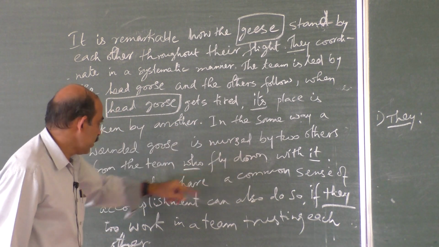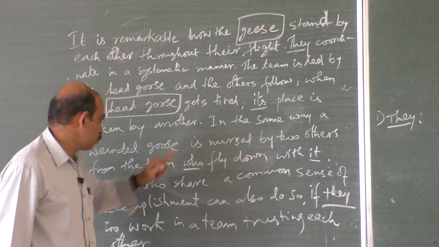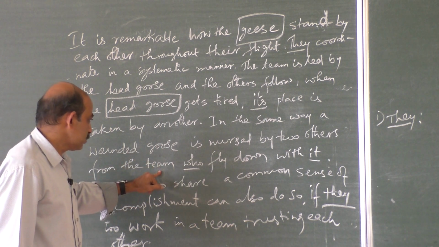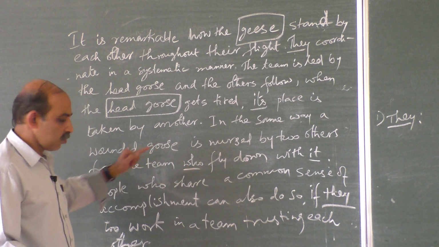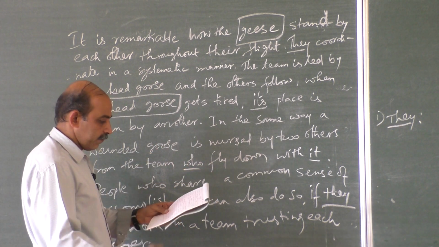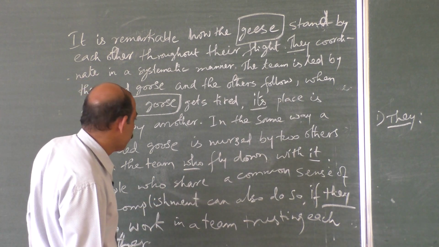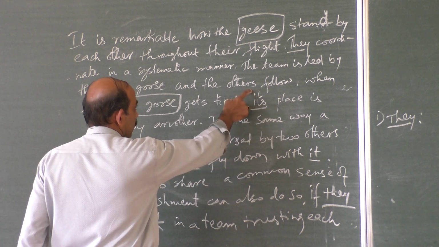In the same way, a wounded goose is nursed by 2 others from the team who fly down with it. So what is "who"? That you have to understand here. So, 2 others, in the same way. That is about this particular sentence.